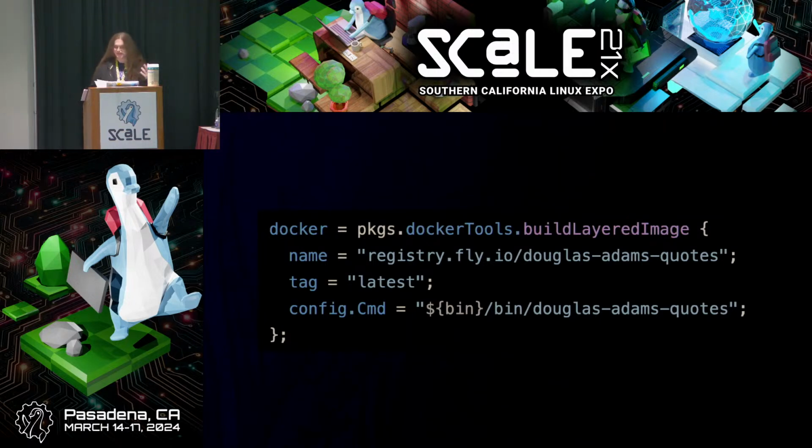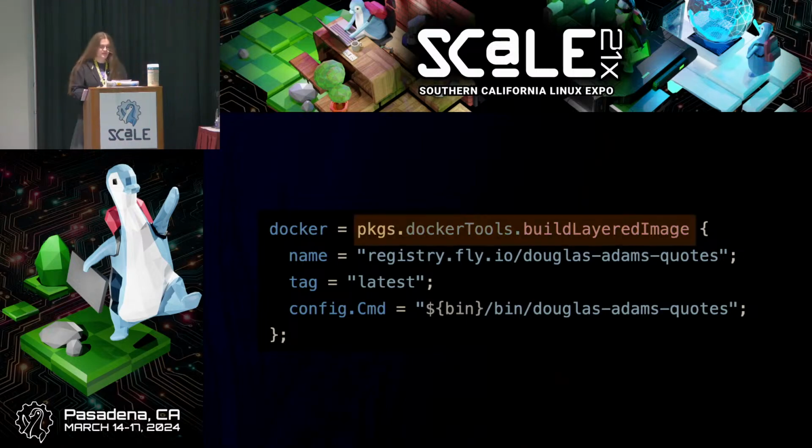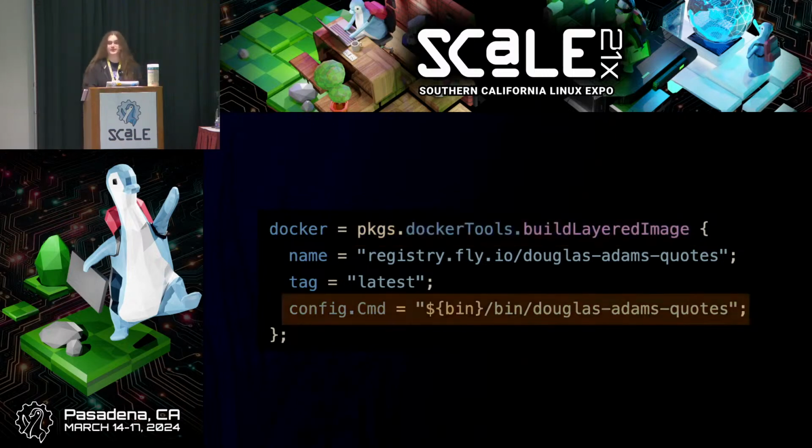So here's what a layered Docker image build for that Douglas Adams quote service would look like. Again, let's break it down. You start by saying you want to build a layered image by calling the dockerTools.buildLayeredImage function with the image name and tag, just like you would with docker build. Now comes the fun part, drawing the rest of the owl.